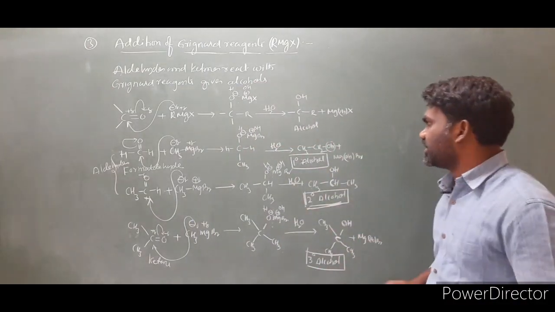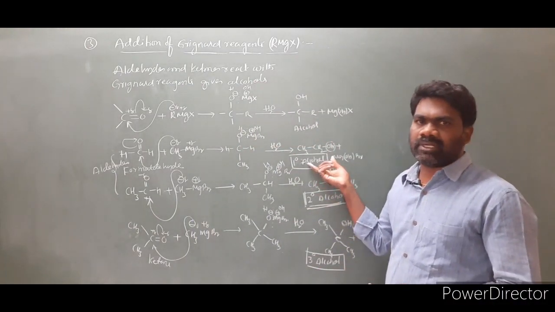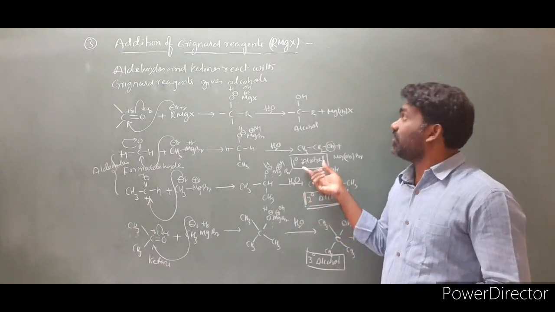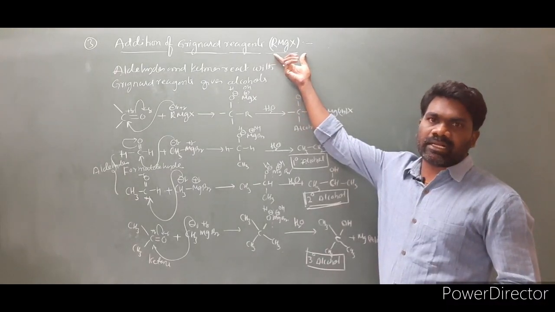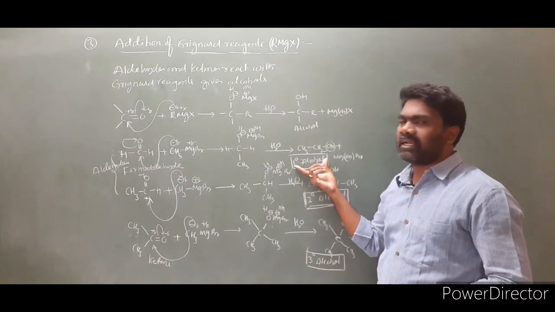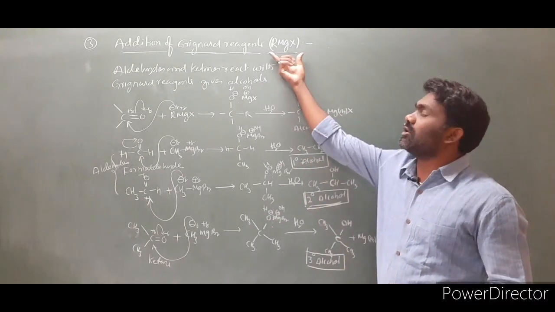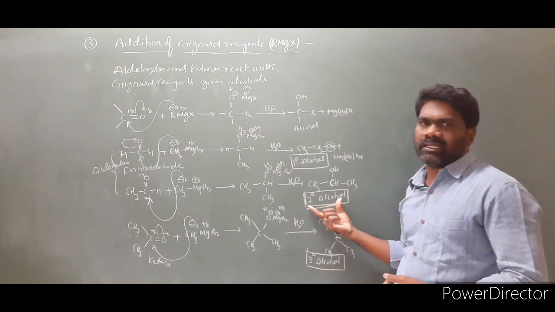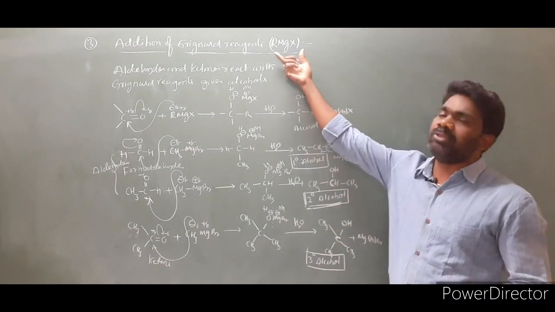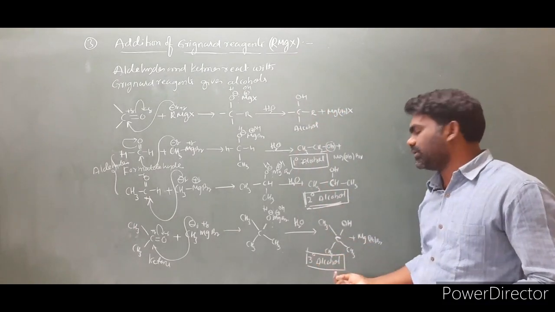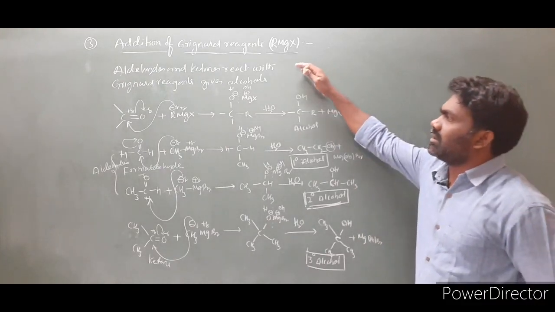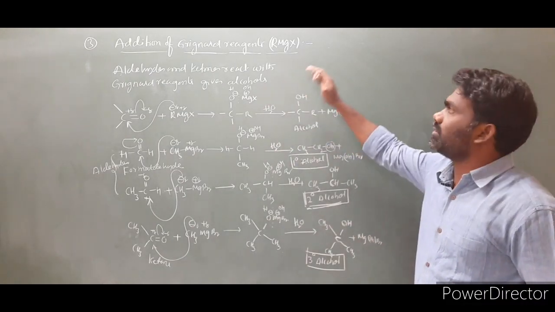The product is a tertiary alcohol. So the point you understand is, if the Grignard reagent reacts with formaldehyde, the product is a primary alcohol. If the Grignard reagent reacts with any other aldehyde, the product is a secondary alcohol. If RMgX, the Grignard reagent, reacts with ketones, the product is tertiary alcohols. So this is the reaction of aldehydes and ketones with Grignard reagent.